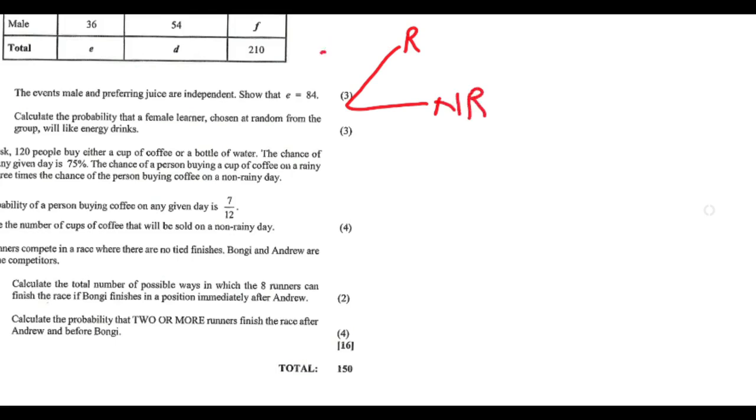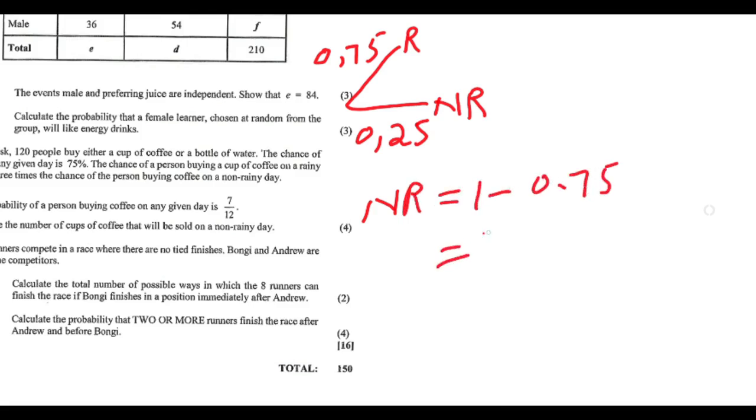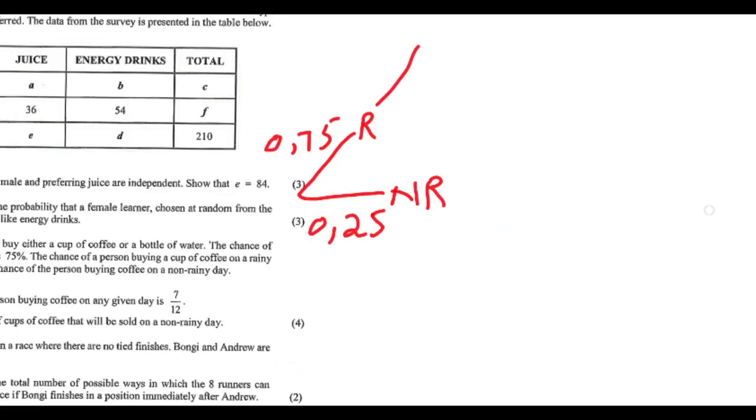Rainy day is 0.75 because 75%. So the non-rainy day is going to be 0.25. 1 minus 0.75, that will give you 0.25. Now the other branch: cup of coffee and water. Also here, cup of coffee and water.